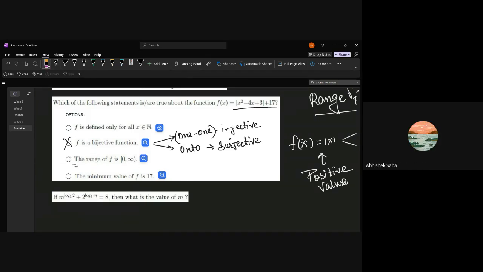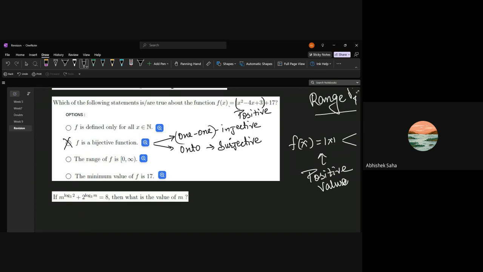To calculate this, first of all, you have to find the minimum value, right? We have the modulus function, and if it is written like f(x) equal to mod x, what will be the range? Let's check when this overall function will become zero. To calculate the range, this part is always positive, right? This part will always be positive.